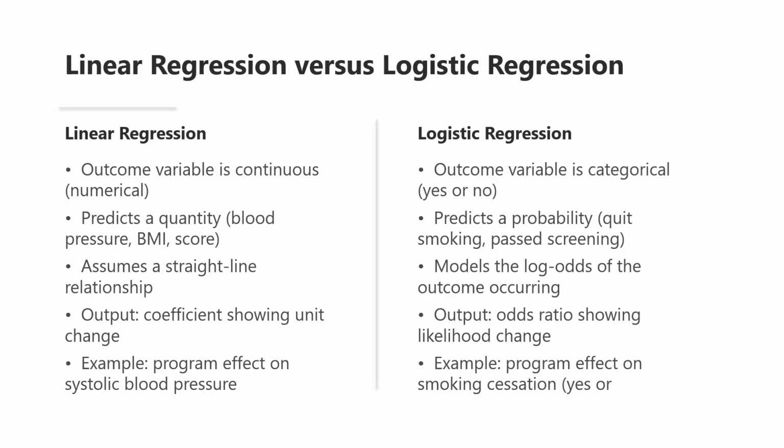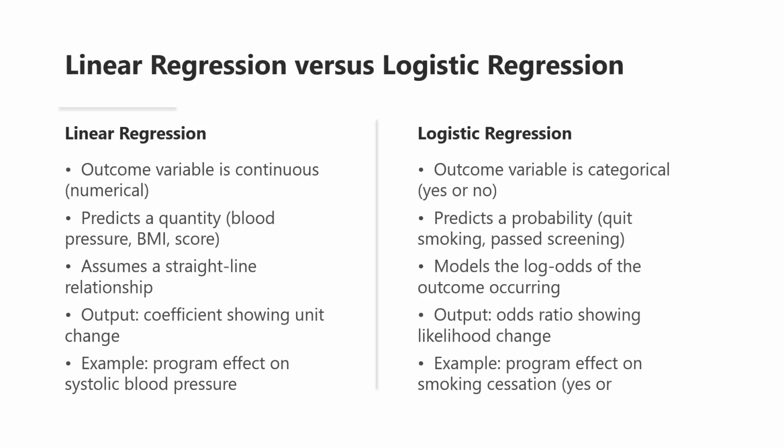When you run a linear regression, the output tells you how much the outcome variable changes for each 1 unit increase in the predictor variable, holding all other variables constant. For example, a coefficient of negative 4.2 for program participation would mean that participants in the health education program had systolic blood pressure readings that were 4.2 millimeters of mercury lower than non-participants after controlling for age, sex, baseline blood pressure.